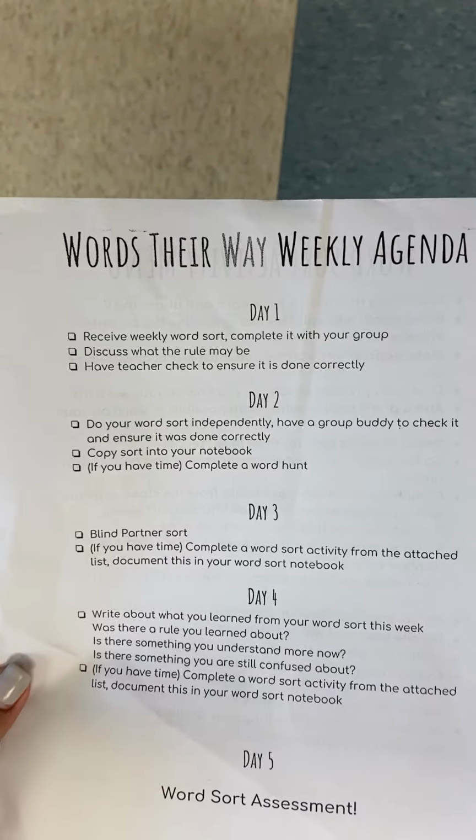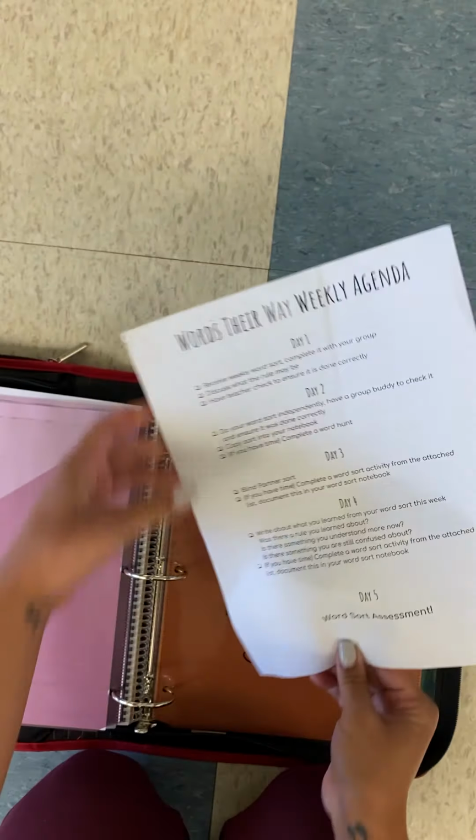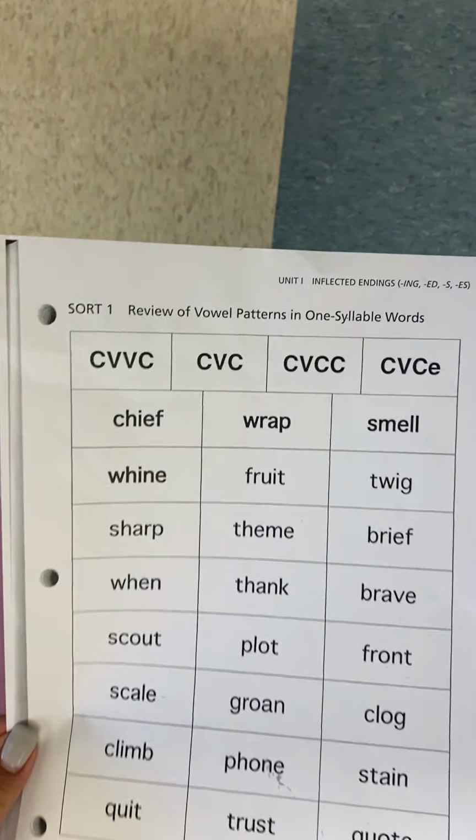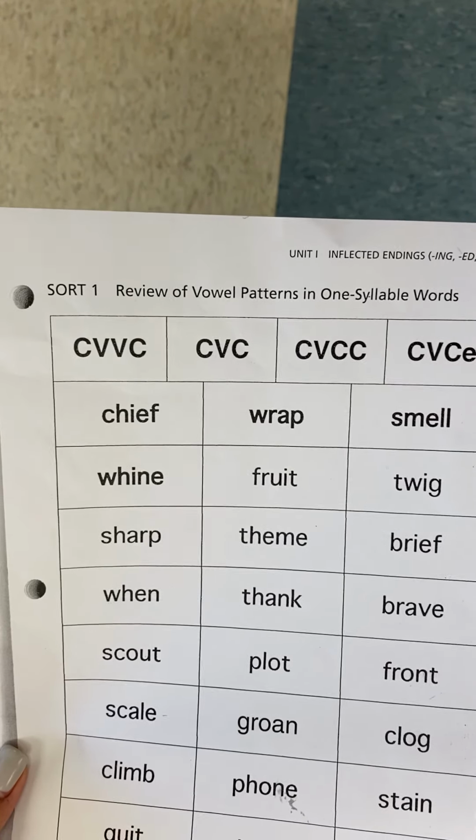Our next folder is for word study. There are 3 things that need to go in your word study divider. A Words Their Way weekly agenda, and a copy of sort number 1.